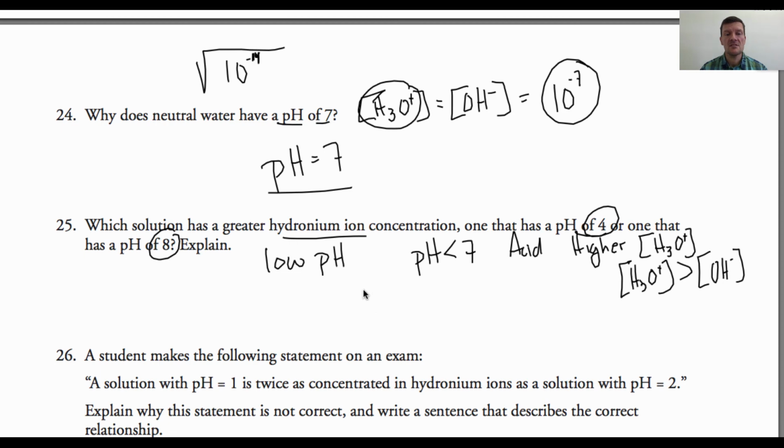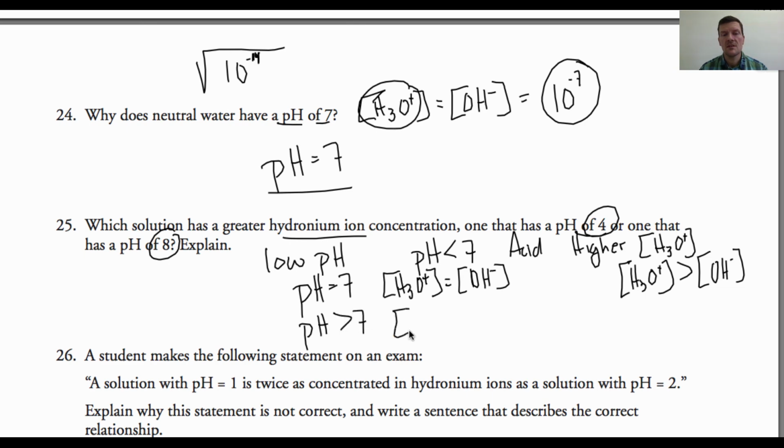If the pH is equal to 7, that means the two concentrations are the same. And if the concentration of the hydroxide is greater than hydronium, that means that pH is greater than 7 because, as mentioned, the hydronium is less than the hydroxide. Okay? So this would be neutral, and this would be basic.